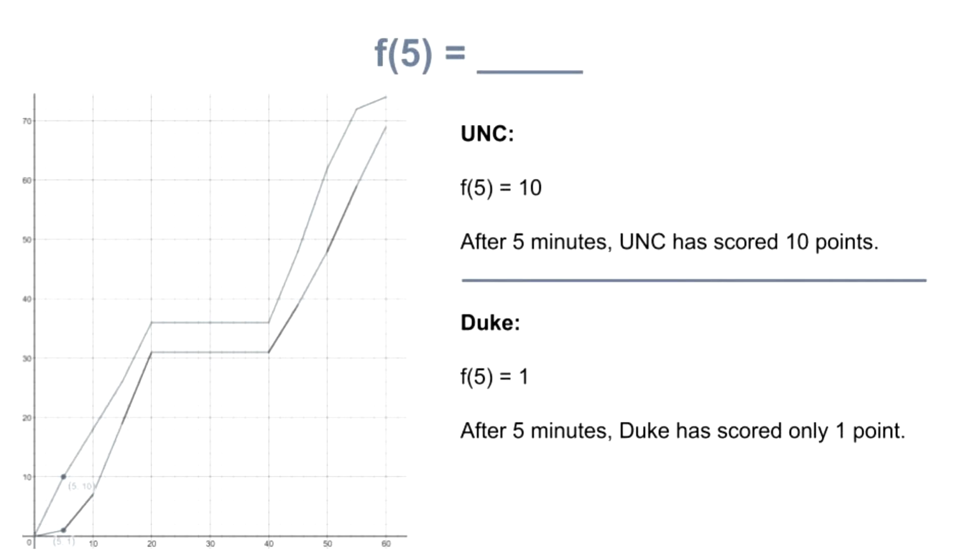For UNC, when x is equal to 5, y is equal to 10. This means that after 5 minutes of playing, UNC has scored 10 points. For Duke, when x is equal to 5, y is equal to 1. This means that after 5 minutes, Duke has scored only 1 point.